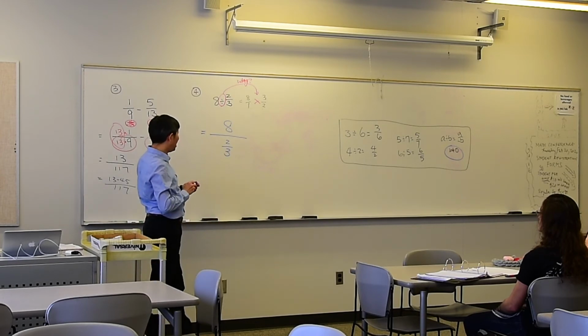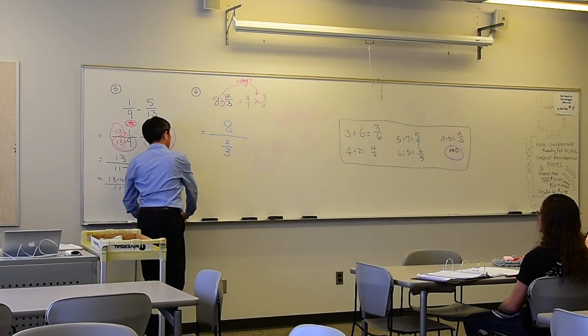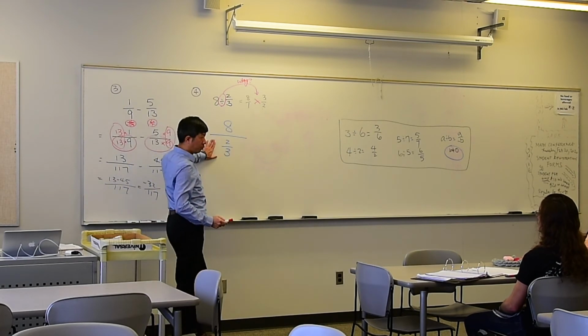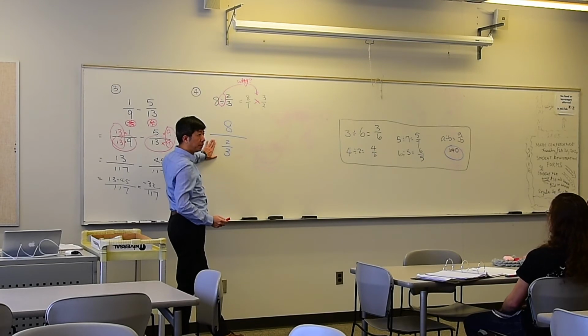Right? And next, how can I get rid of the 2/3? I times how many in order to get rid of 2/3? Times what?